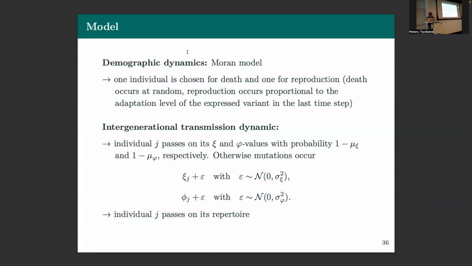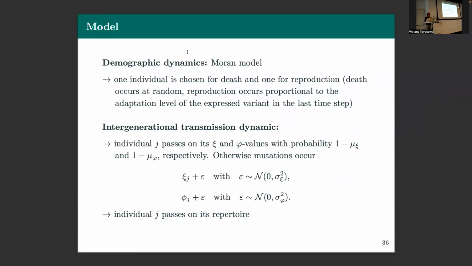And also, the individual passes on its repertoire. That's important because this is the only way in which we can pass on unexpressed cultural variation from one generation to the next one. That can only happen via vertical transmission. So that's absolutely crucial for the model. So we pass on the repertoire, but it doesn't pass on how the parent has used the variant. That's something the offspring have to figure out by themselves. Okay, that's the model. Slightly more complex, but I hope it's still roughly clear what's going to happen.